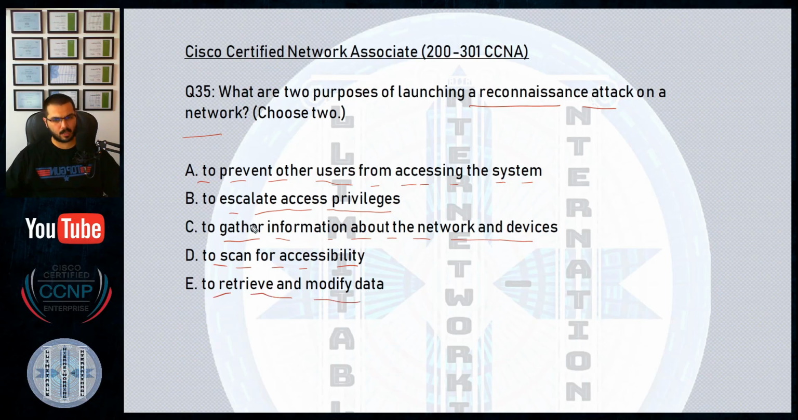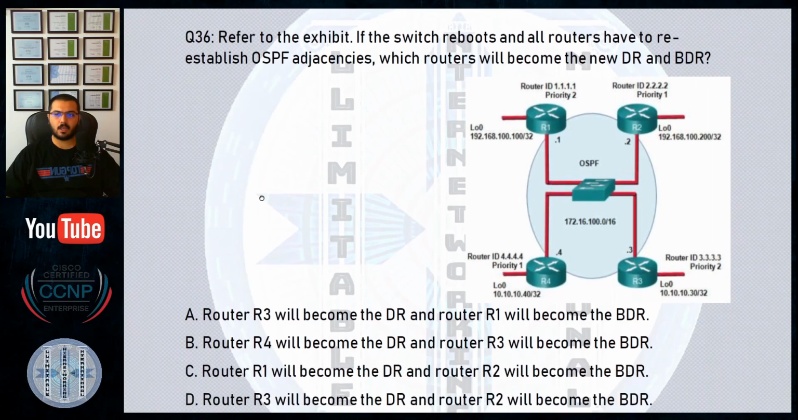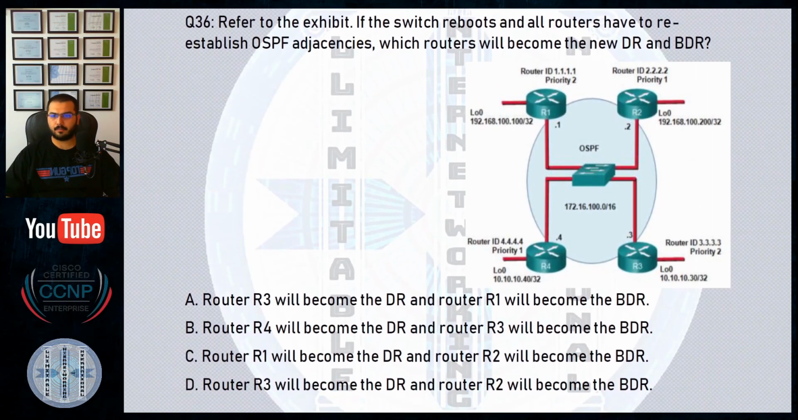We need to search a bit more about what a reconnaissance attack does, but for the time being we can consider C and D for question 35, because it's about gathering statistics about the network environment and the end devices. 36. We have a broadcast OSPF network. If the switch reboots and other devices have to reestablish the adjacencies, which guy will become DR and BDR?